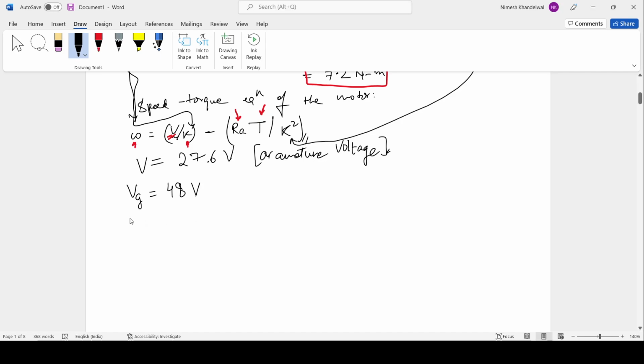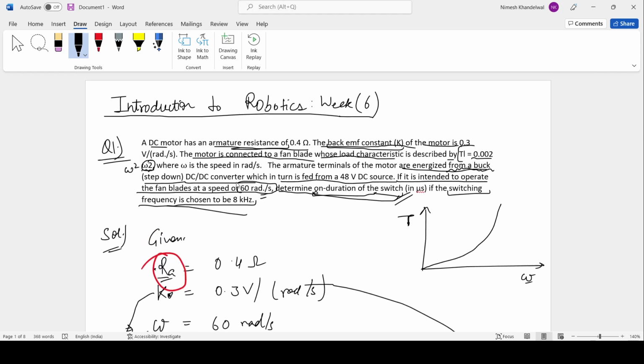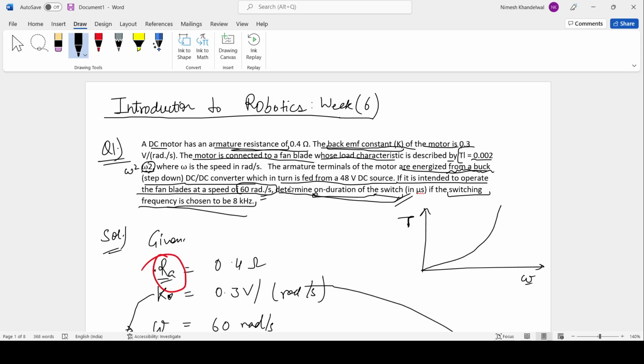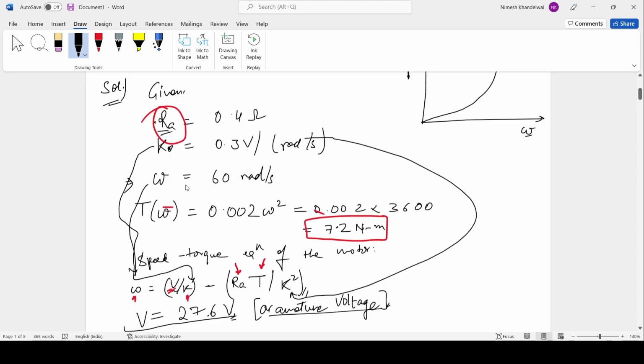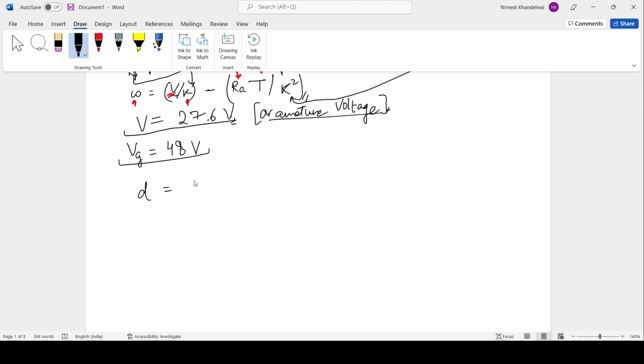And since this is the supply voltage and this is the actual armature voltage, we want to calculate the duty cycle of the switch of the step down converter that is being used. So what will be the duty cycle?